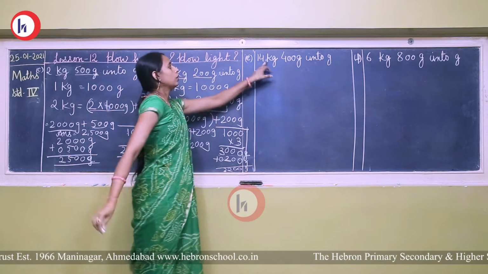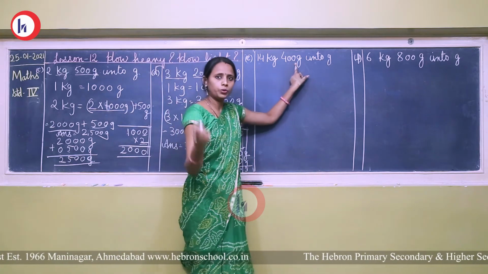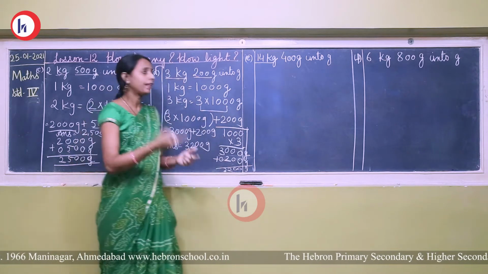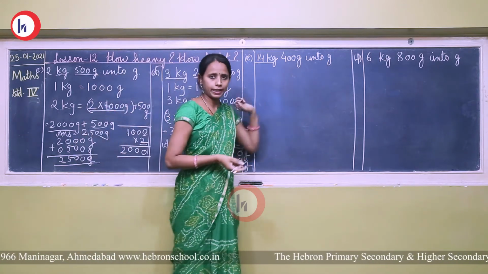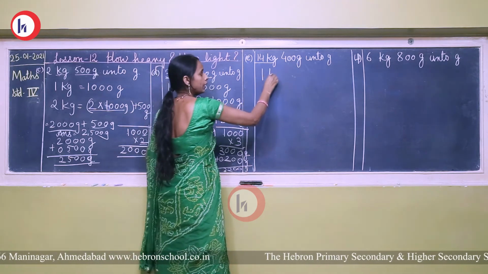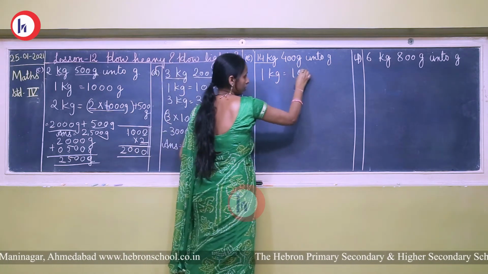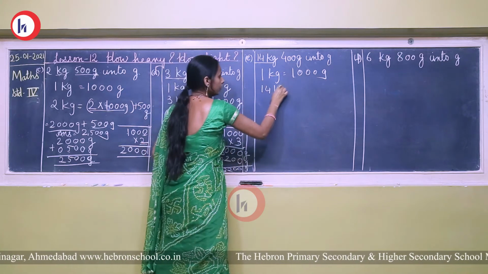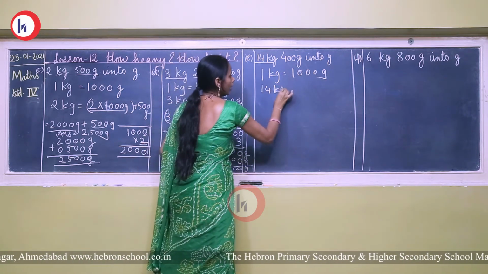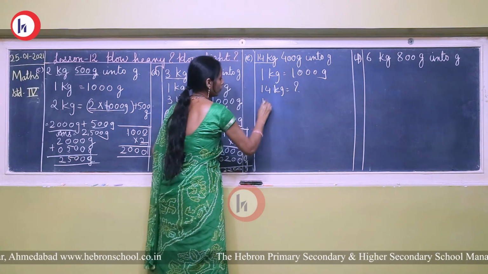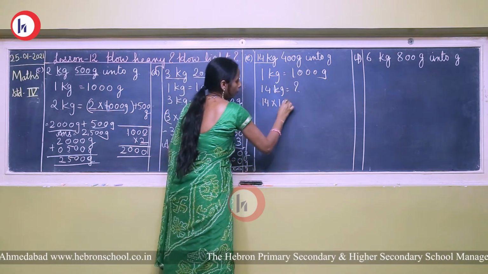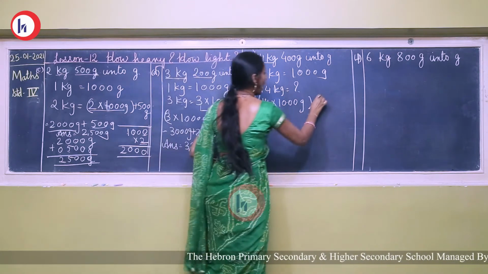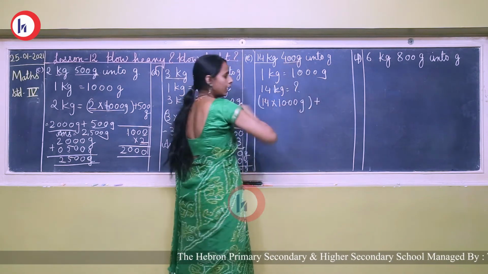So here kilogram and gram both units are given. So first 14 kilogram will be converted in gram and then 400 gram will be added. So first of all we will write 1 kilogram is equal to 1000 gram. Then 14 kilogram will be converted. So 14 kilogram is equal how many gram? So 14 multiplied by 1000 gram. Okay, after this we will add this 400 gram.